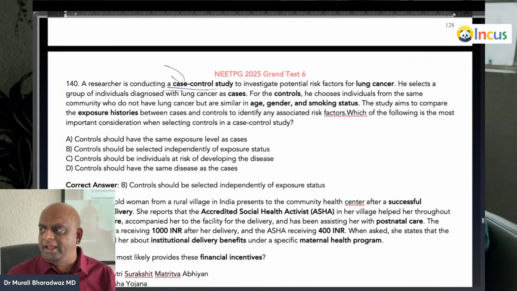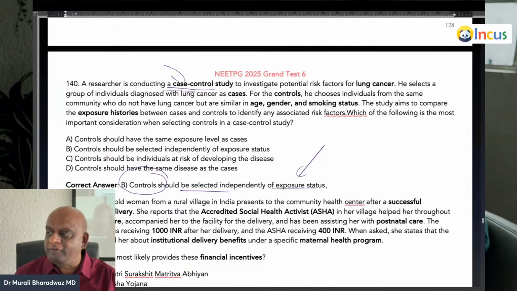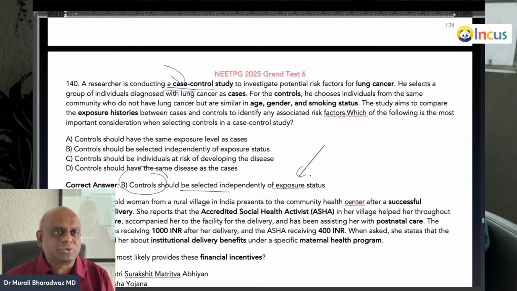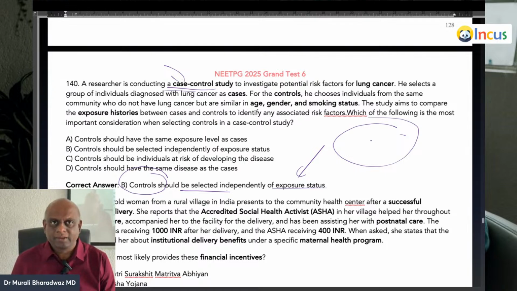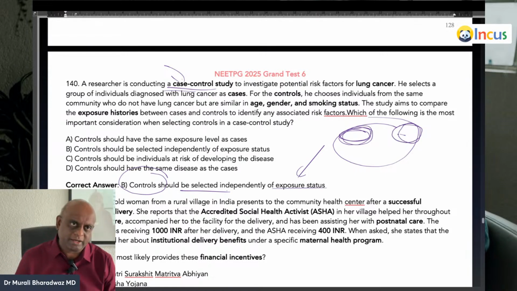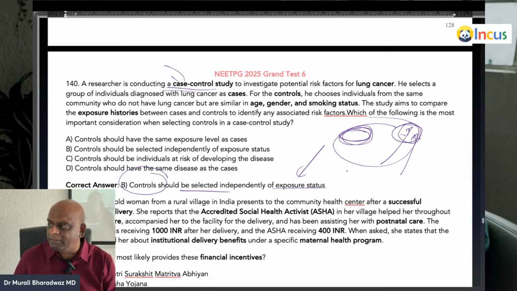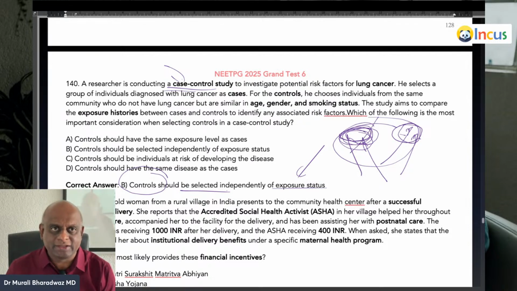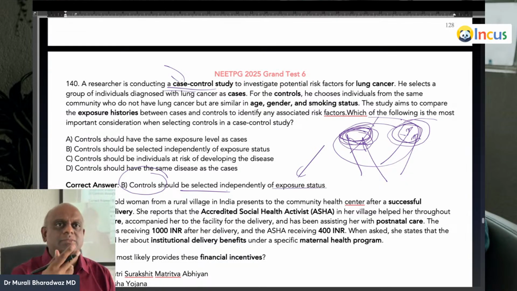A researcher is conducting a case control study. So who is a control? Control should be selected independent of exposure status. Control means the one who didn't have disease. He may have similar exposure to case. He may not have similar exposure to case. Suppose you took a community, people with lung cancer, and those who did not have. But you will check how many of them are smokers, how many of them are smokers here. If you found more smokers in this, then you call smoking is responsible for lung cancer. So control must be not having lung cancer, but he may or may not have smoking history.